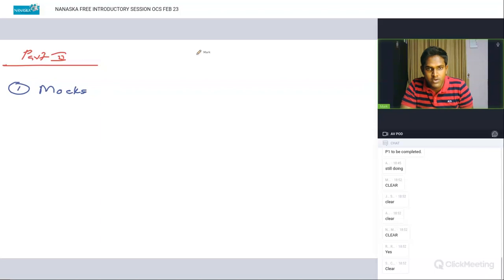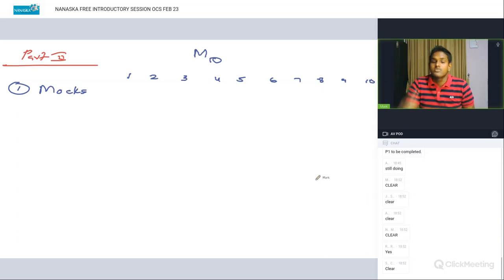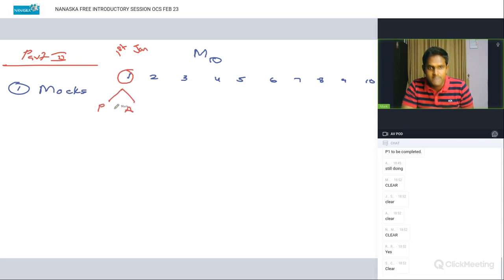Here we will have about 10 mock papers: mock number 1, then 2, 3, 4, 5, 6, 7, 8, 9, 10. The challenge is to complete all these 10 mock papers before your exam day. Mock paper 1 we will most probably discuss on the 1st of January. If not, we'll have a separate session for that. Mock number 1 you don't have to do. I will take you through mock paper 1. We will give you the paper and the answer, and we will go through it.